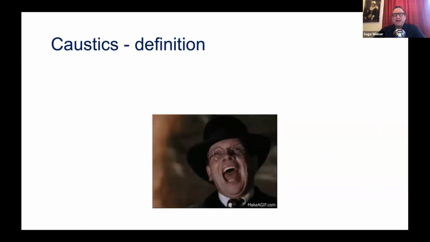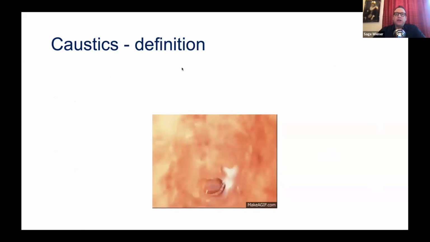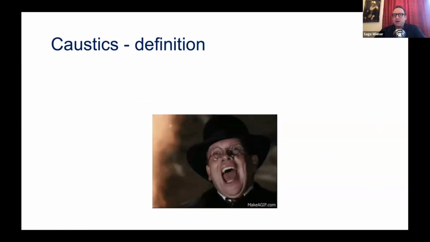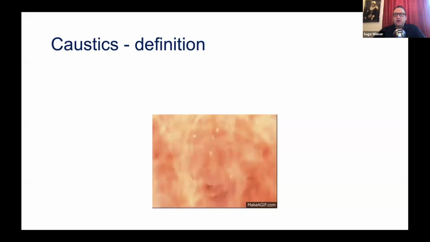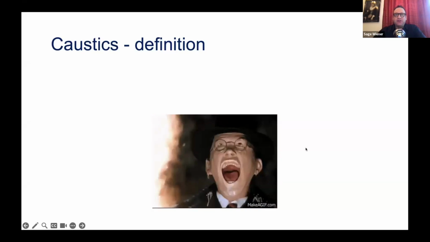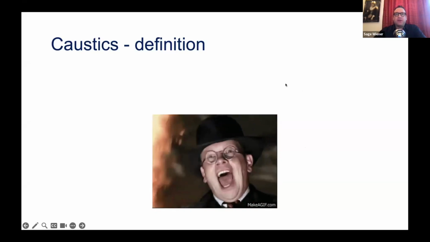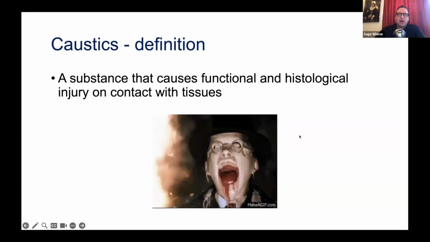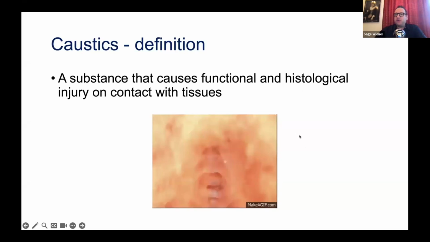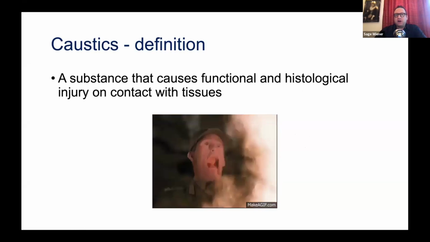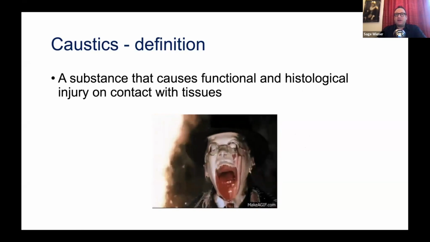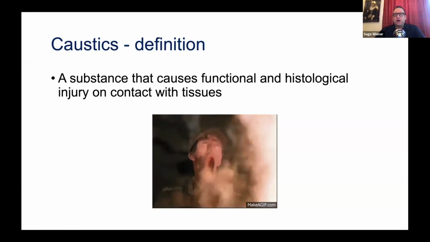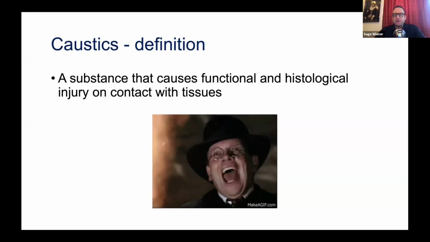Okay, but I think that wouldn't really distinguish between physical injury, like a trauma, from a caustic, right? But I think you're definitely on the right track in that it's sort of something that's non-specific, right? So the way that we typically define it toxicologically is a substance that causes functional and histological injury on contact with tissues. So it doesn't have a specific target receptor or something. This is basically non-specific injury on contact.